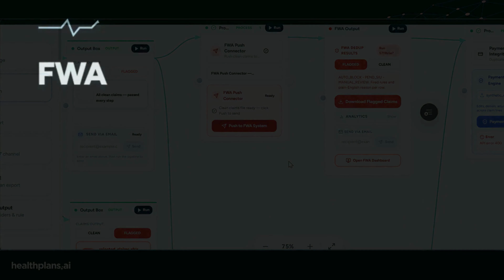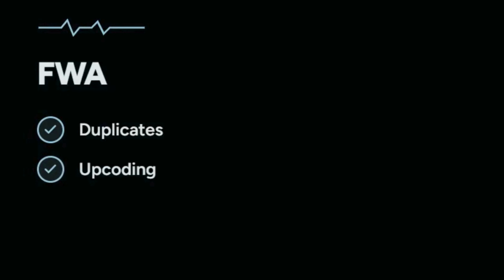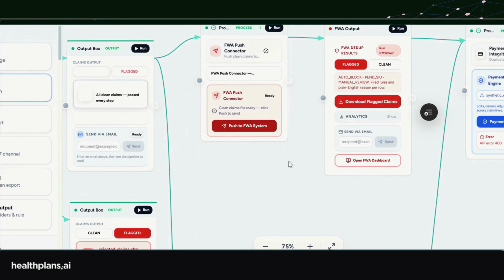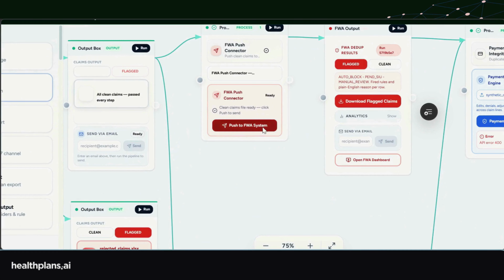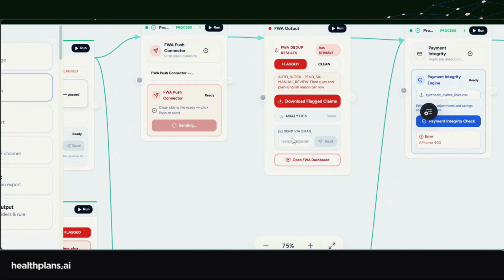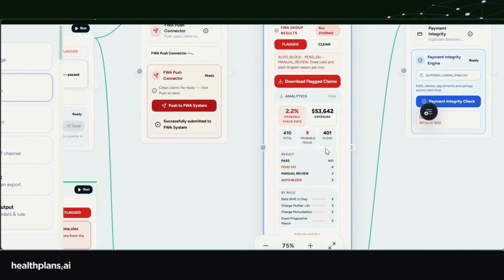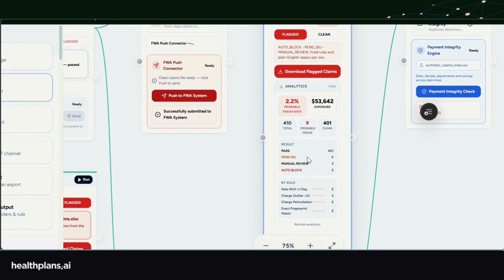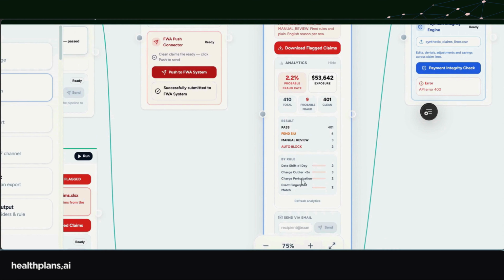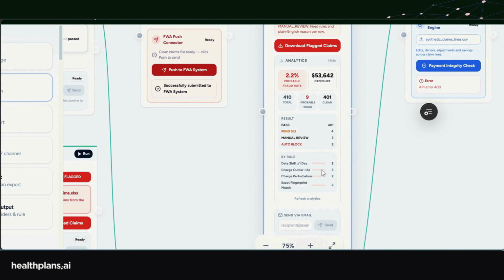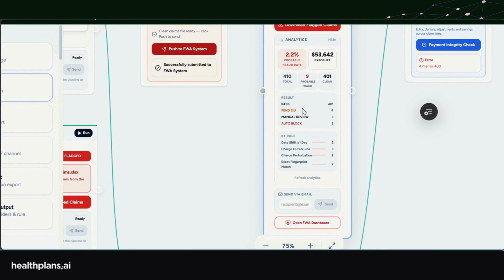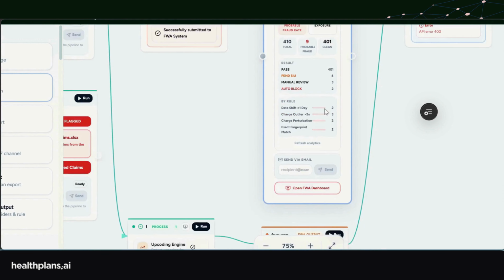While FWA has multiple components, like checking for duplicates, upcoding, unbundling, medical necessity, and others, for the purposes of this video, the system looks for duplicate billing patterns, upcoding, and unbundling. Here, duplicates do not simply mean that the exact same claim appears twice. Instead, the system identifies cases where a provider may have billed the same member for the same procedure on the same day, or billed the same type of service across different dates in a suspicious pattern. These claims are marked as potential fraud and can be routed to the SIU team for further investigation or manual review.